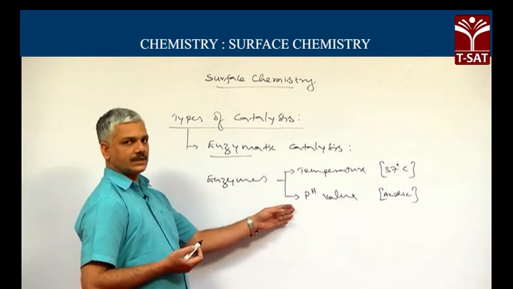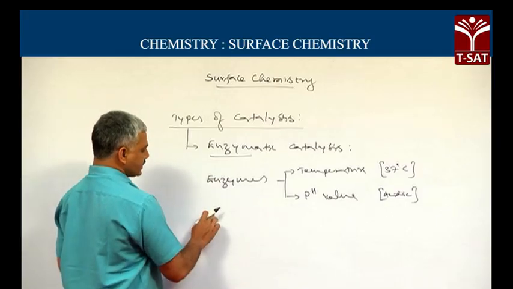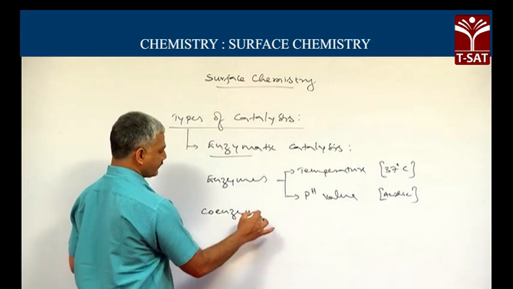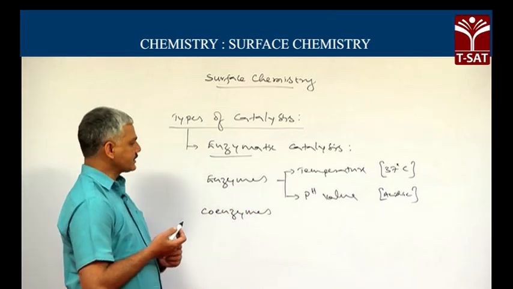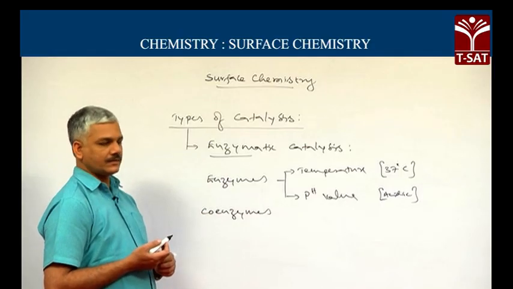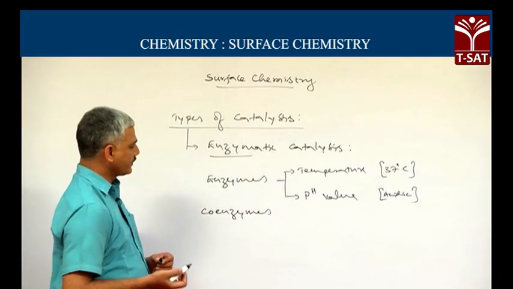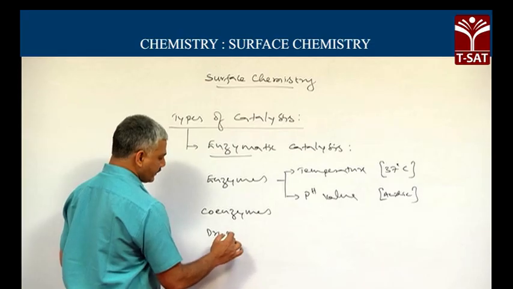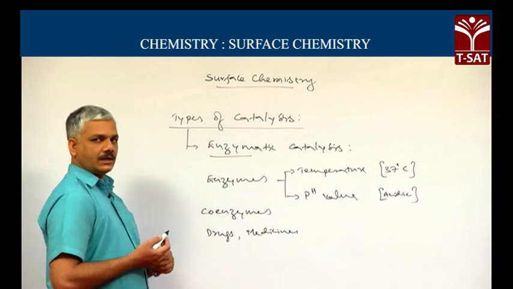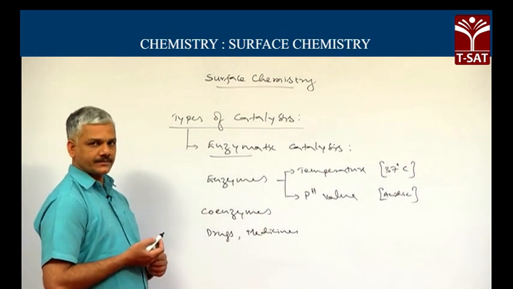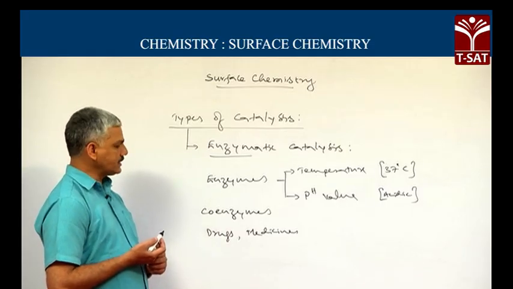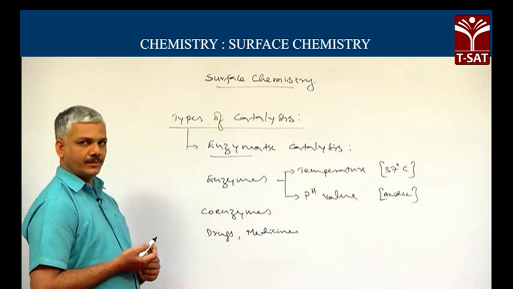In addition to temperature and pH value, presence of metal cations called coenzymes will also influence the efficiency of enzymes. Coenzymes generally increase the efficiency of enzymes. Some of the drugs and medicines will act as decelerators for enzymes. That is why under medication, biochemical reactions do not take place in a natural manner.